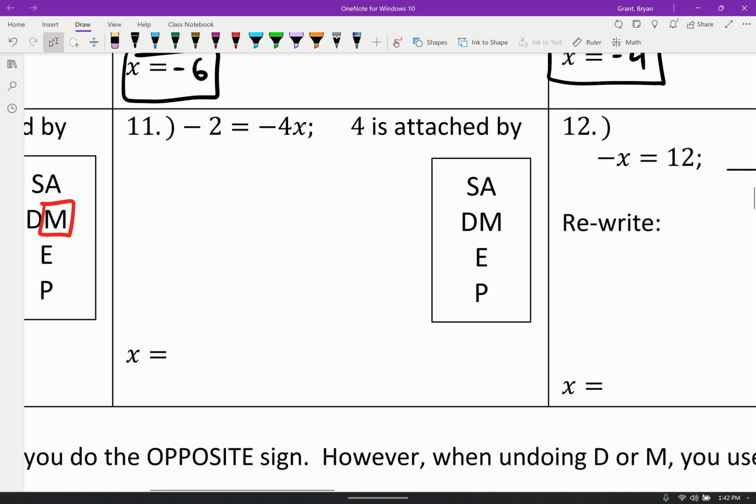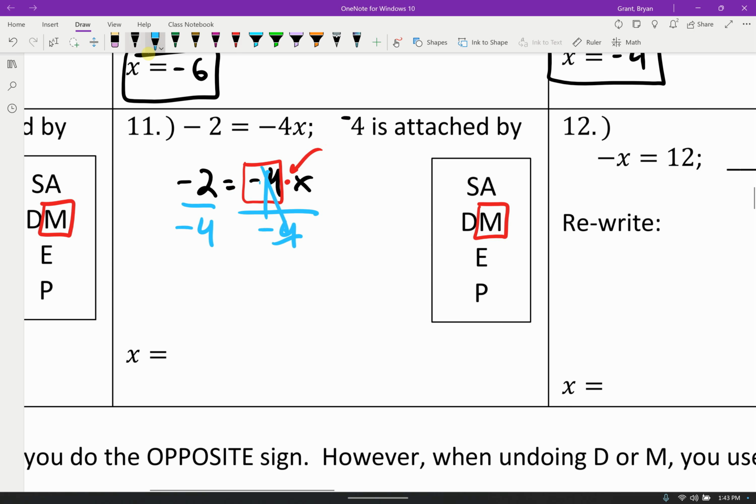Here comes 11. Negative 2 equals negative 4x, and this one again has a small typo. It should be a negative here. Easy fix though. So how is the negative 4 attached to x? You might be tempted to say subtraction, but remember, we always need to look in between the number and the variable. And what's in between there? If nothing's written, that has to be multiplication. So negative 4 is multiplying. So let's undo multiplication with our division.